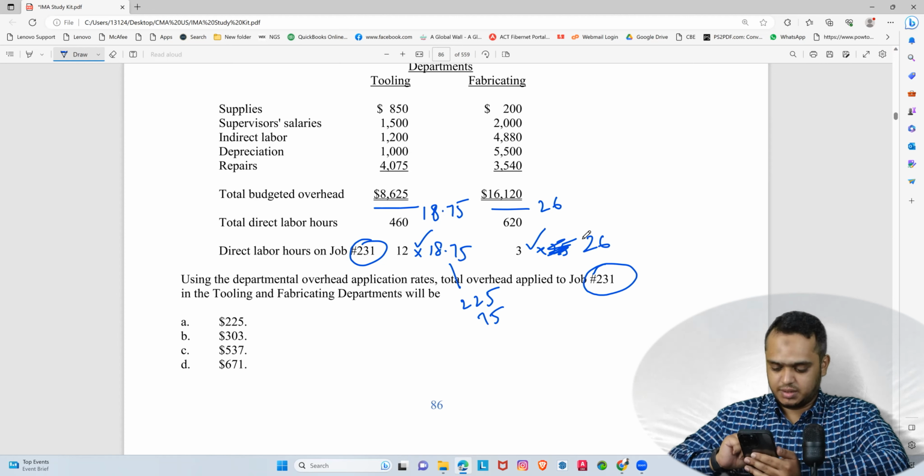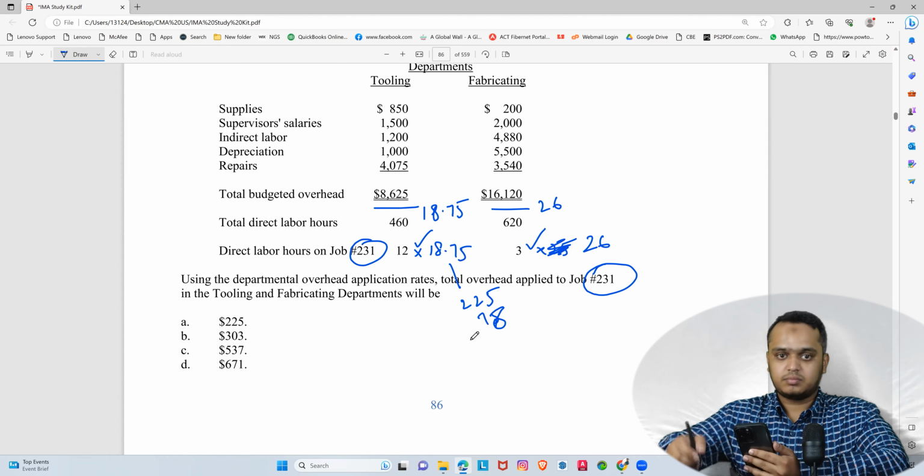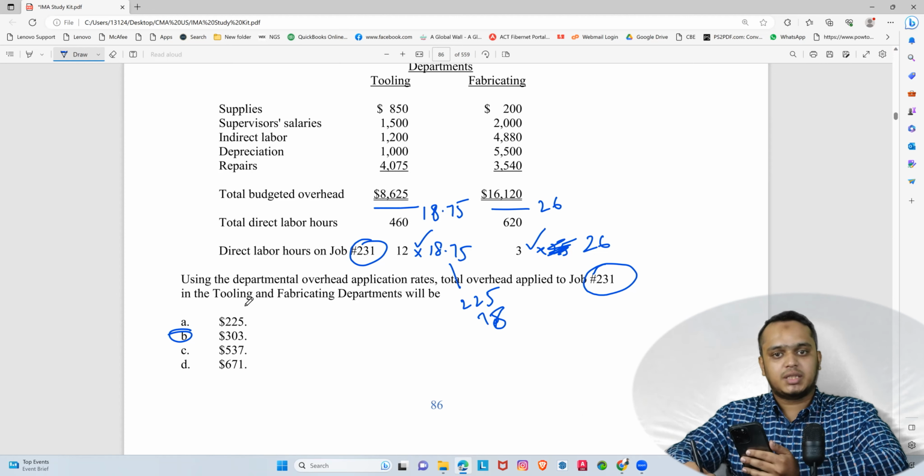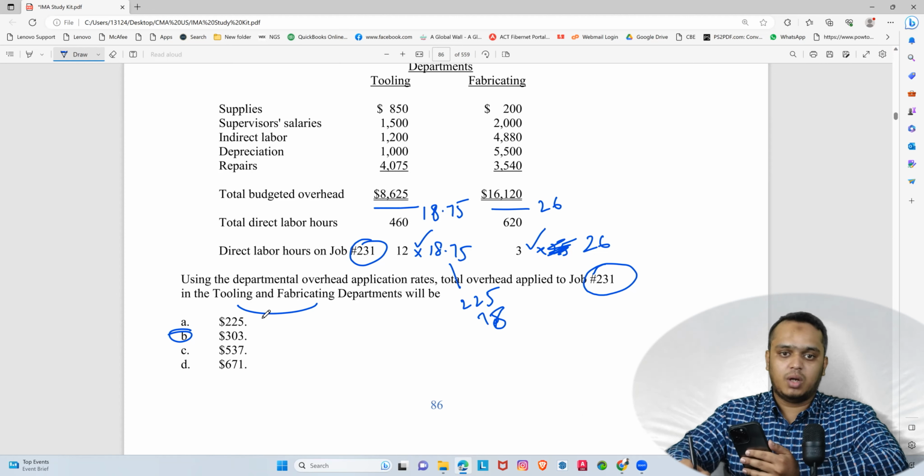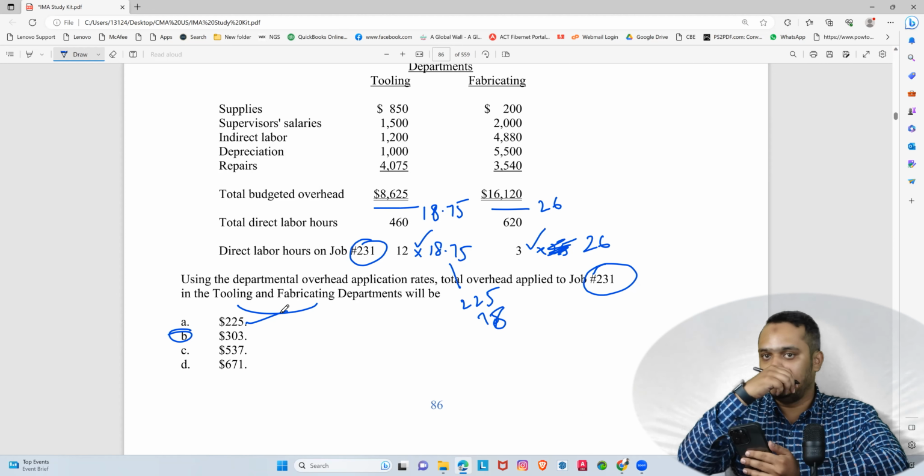3 into 26 is equal to 78. So if this is 78, this is going to be 303. So let's just read this: departmental total overhead applied to job 231 in tooling and fabricating. Okay, so he's asking for both. If you would have asked for one, we would have gone with 225.